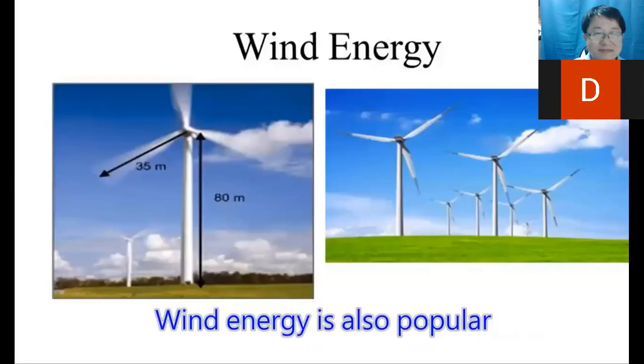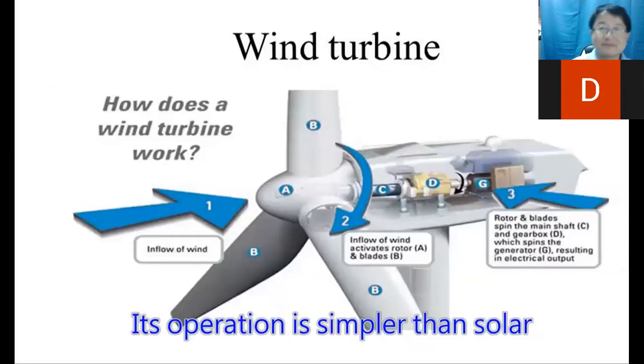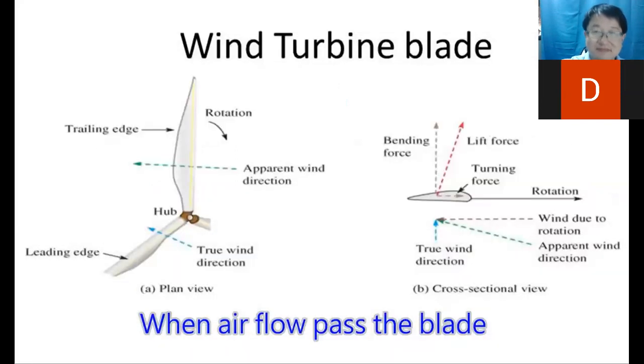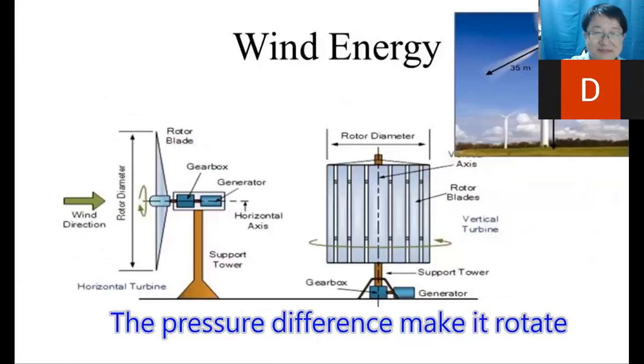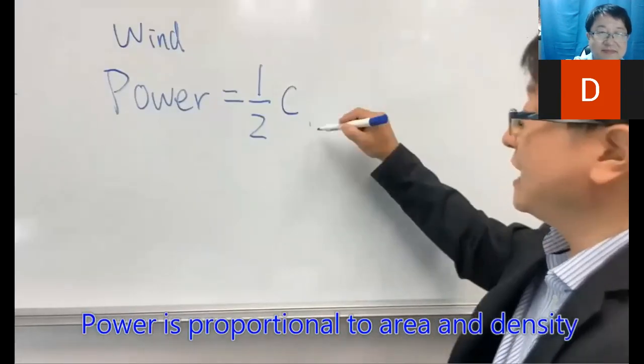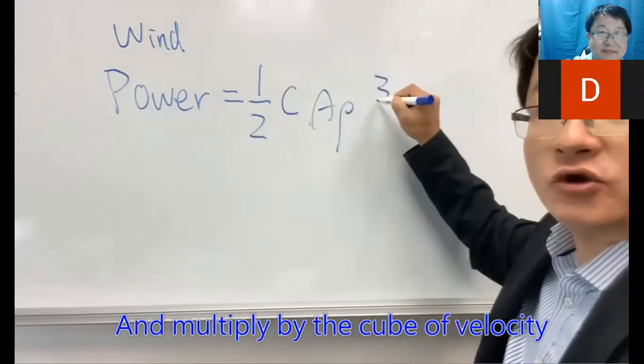Wind energy is also popular. Its operation is simpler than solar. When air flows past the blade, the pressure difference makes it rotate. Power is proportional to area and density multiplied by the cube of velocity.